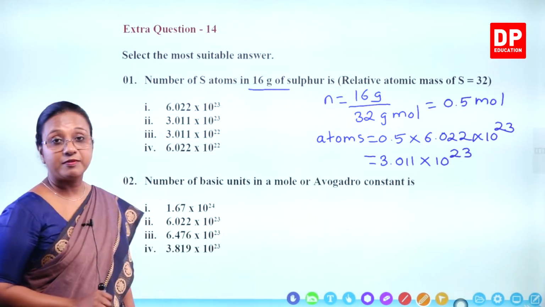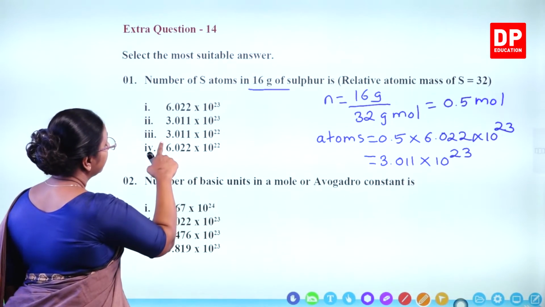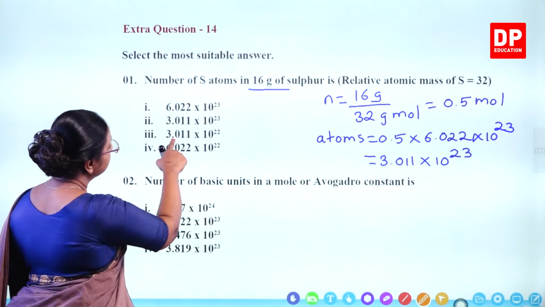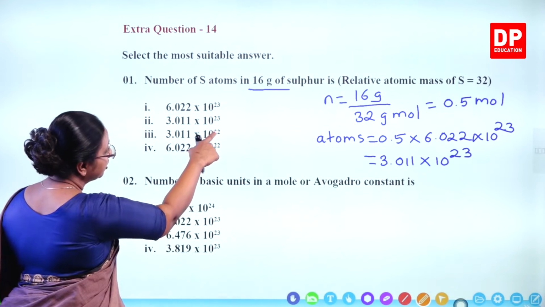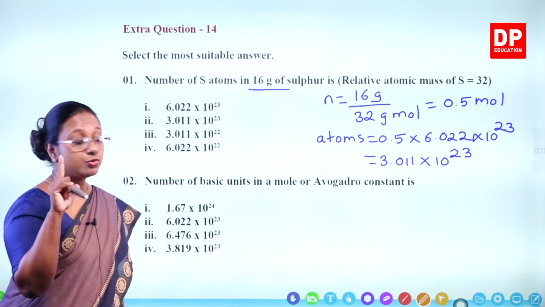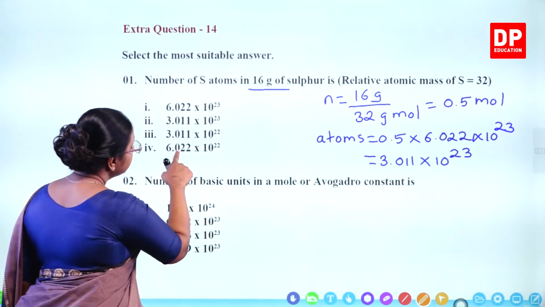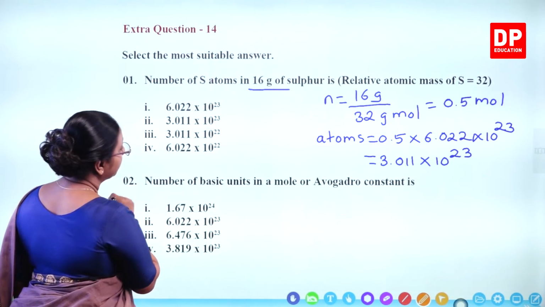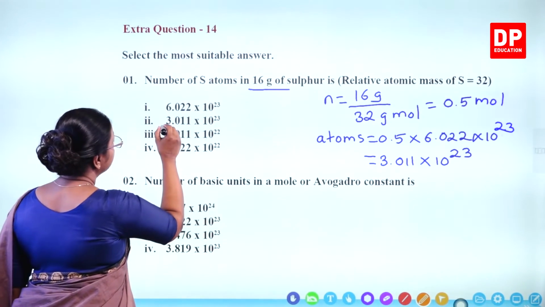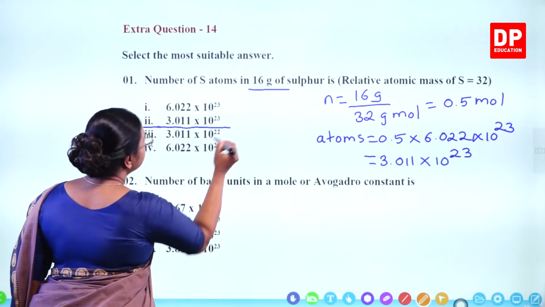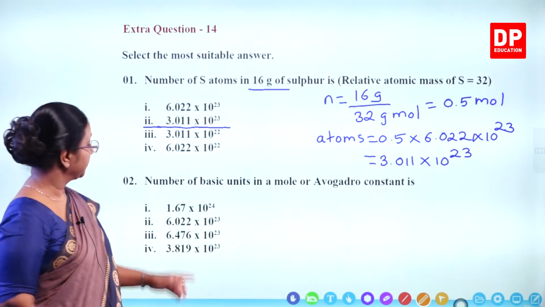3.011 into 10 to the power of 23. That is correct. What is the difference here? 3.011 into 10 to the power of 22. So that is not the answer. 6.022 into 10 to the power of 22. That is also not correct. So it is the second answer.